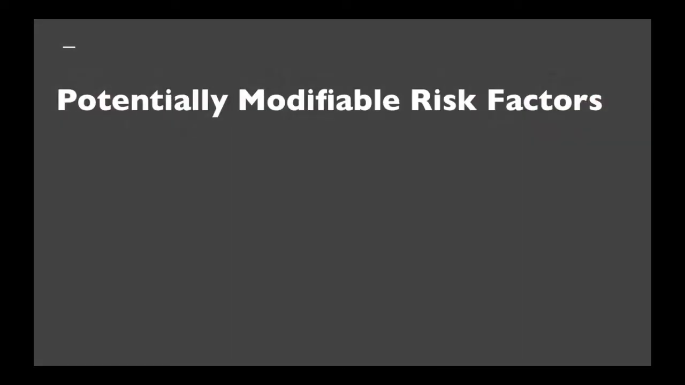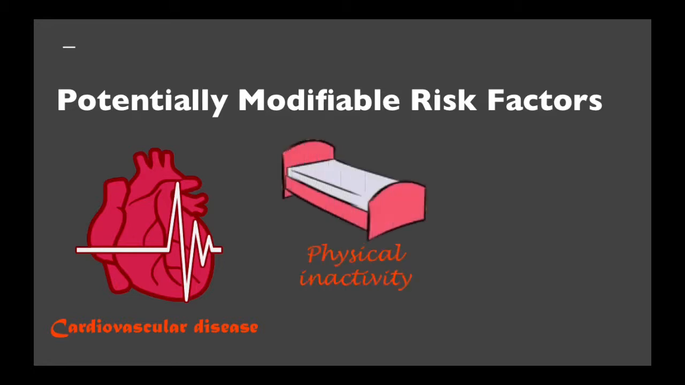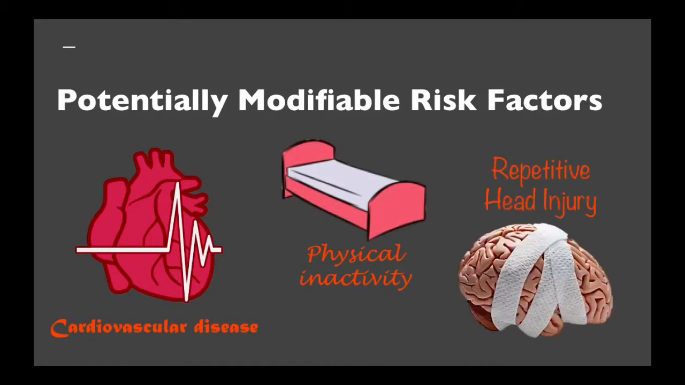There are three main, potentially modifiable risk factors for AD. The first is cardiovascular disease, which is impacted by lifestyle choices such as smoking, inactivity, and high cholesterol. The next is physical inactivity, and then repetitive head injury from sports.